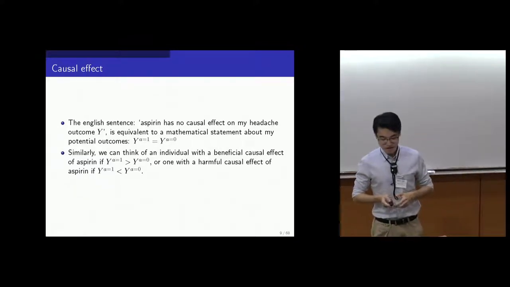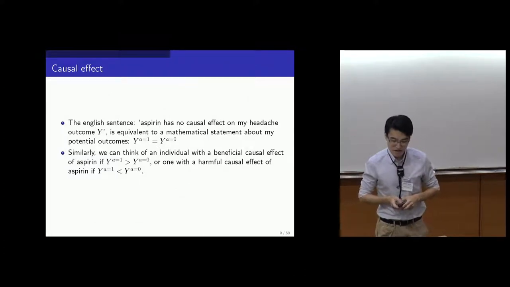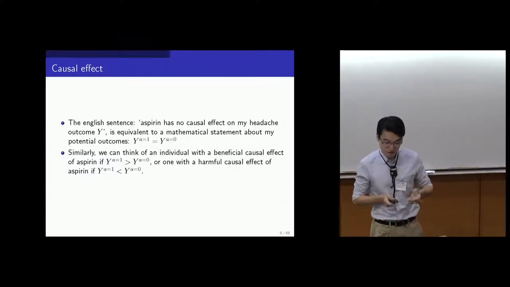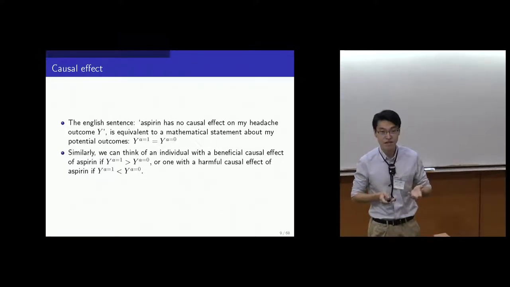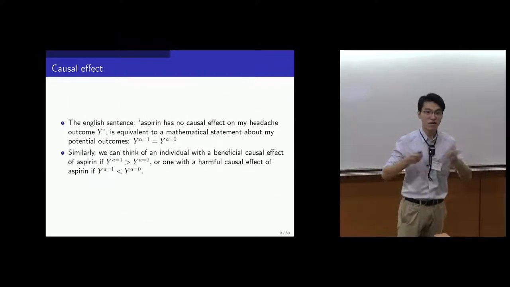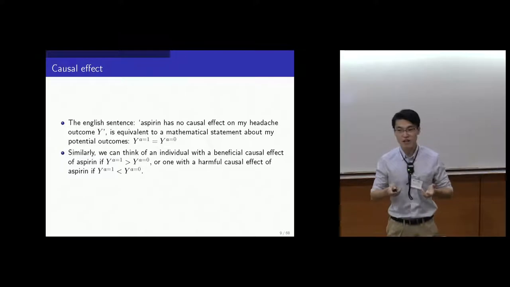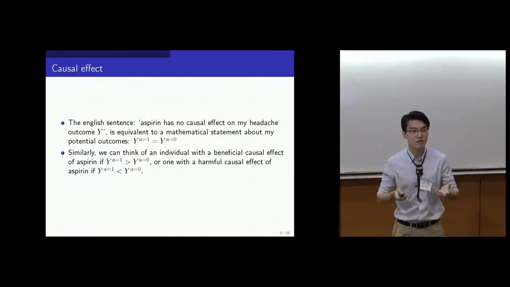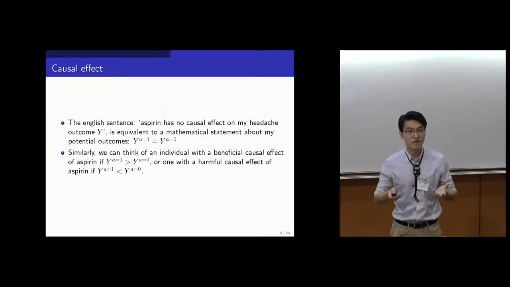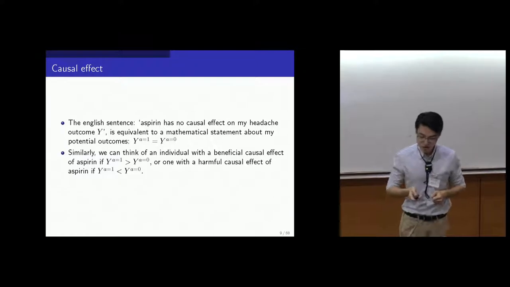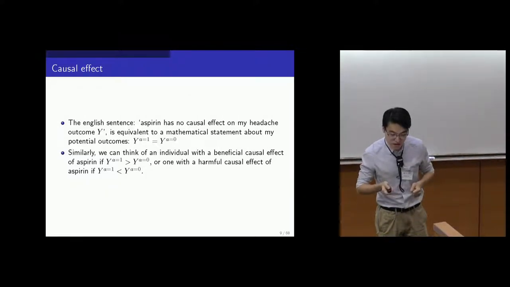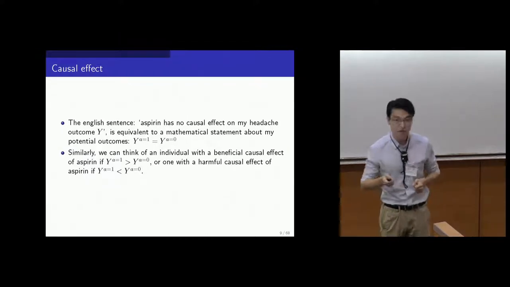So this simple idea formalizes, using the potential outcome language, the usual saying, what it means for me to say aspirin has no causal effect on my headache outcome. So it is equivalent to a mathematical statement about my potential outcomes that they are equal to each other. So I could be cured of headache no matter if I take aspirin or not. Or my headache could persist no matter if I take the aspirin or not. So in either of these cases, aspirin has no causal effect on my headache. Right? So this is a translation of the English sentence, aspirin has no causal effect on my headache, in terms of the potential outcomes language.